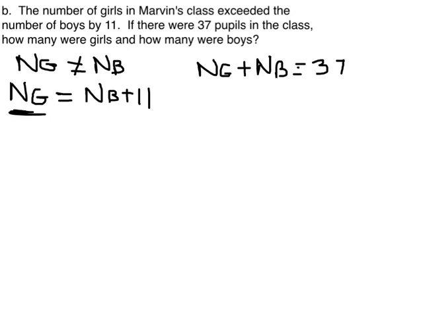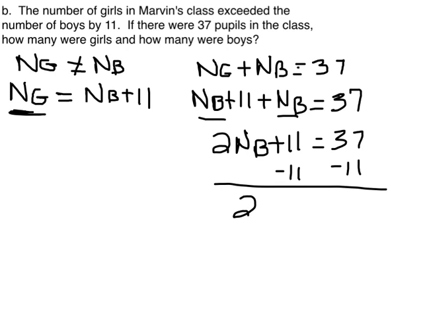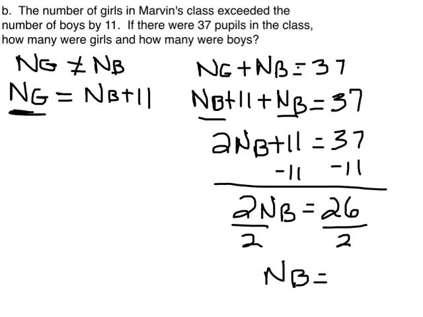Alright, so I'm substituting in NB plus 11 plus NB is equal to 37. And I can combine these like terms. So I have 2 NB plus 11 is 37. I subtract 11 from both sides. 2 NB is equal to 26. Divide by 2, and the number of boys is equal to 13.